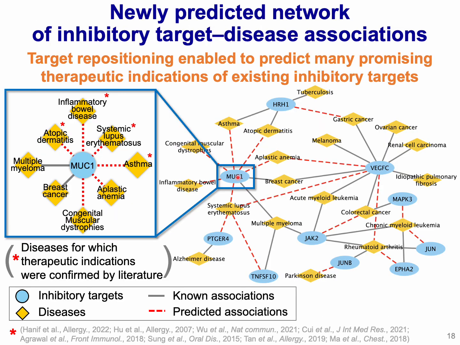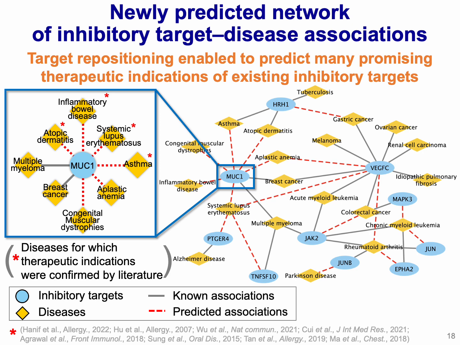This figure shows a small part of newly predicted therapeutic target disease association network. For example, MUC1 is an inhibitory target of multiple myeloma and breast cancer. MUC1 was predicted to lead therapeutic effects in multiple diseases, including atopic dermatitis, inflammatory bowel diseases, and systemic lupus erythematosus. We confirmed the validity of the therapeutic indications for 4 diseases with asterisks using independent resources such as recent papers and clinical reports.